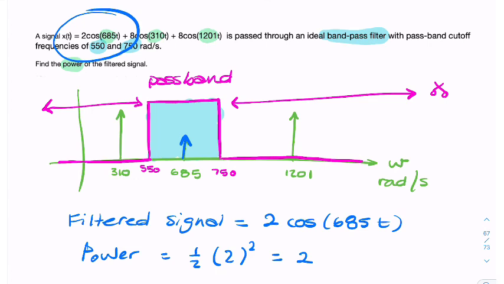You don't have to sketch this, but you need to visualize which of these 3 components falls within the pass band. So we can see that only one falls between the pass band, and you can find the power of that component easily.